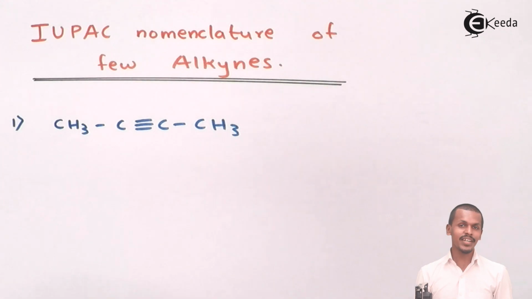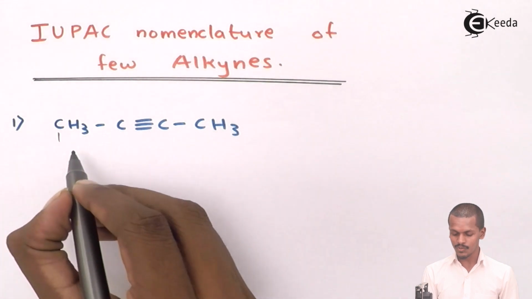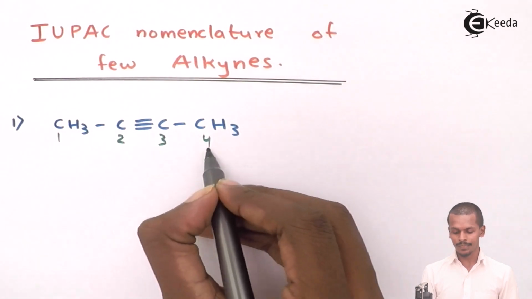So basically this is a symmetrical molecule, and from either side we get the number 2. That indicates that the carbon-carbon triple bond starts from carbon number 2. So we could number it from anywhere. Therefore, let me number it from here: 1, 2, 3, 4.